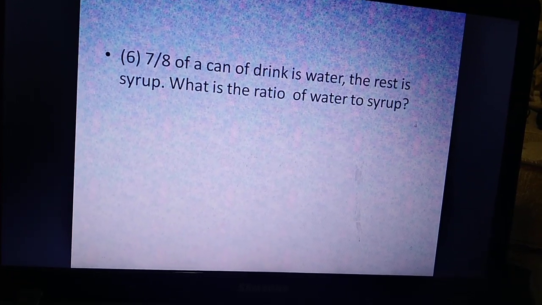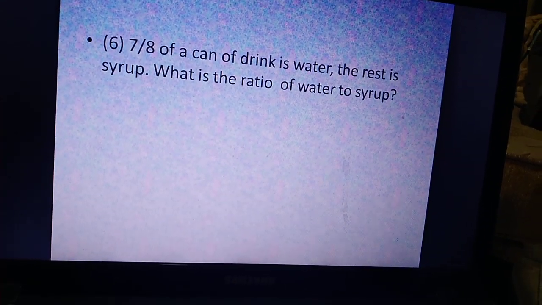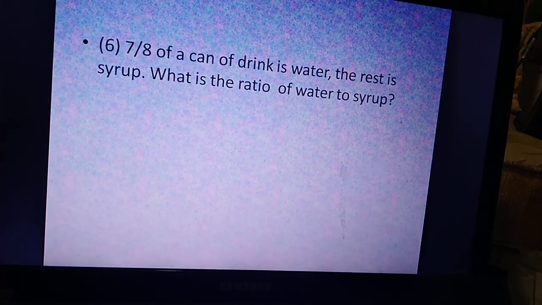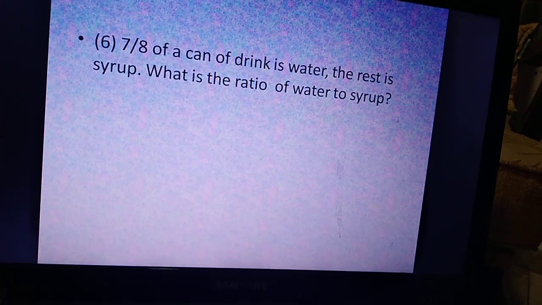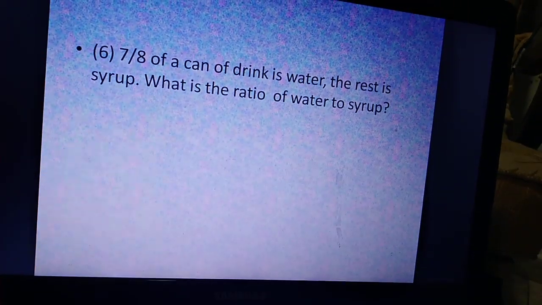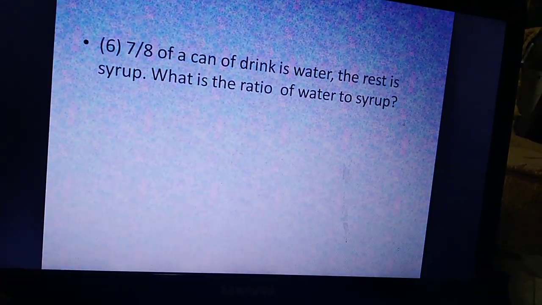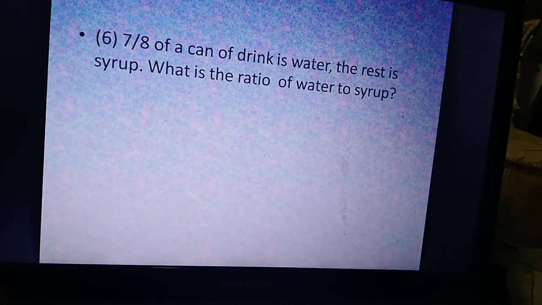The next question we have here is: 7 out of 8 of a can of drink is water. The rest is syrup. Now, what is the ratio of water to syrup? To begin with, we have a can of drink. This drink mostly is water, 7 out of 8. When I say the rest is syrup, by rest I mean the remainder, which means that 1 out of 8 is actually the syrup quantity or the syrup fraction.